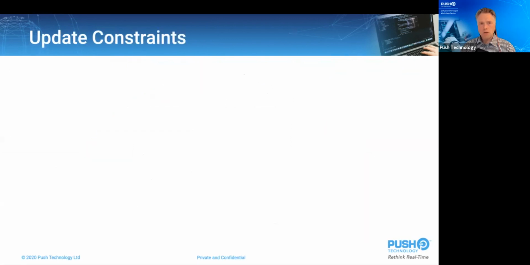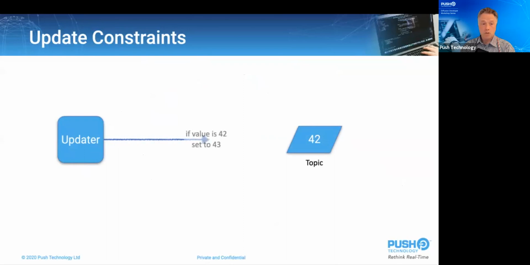Moving on to update constraints. Now, we use update constraints in combination with existing topic update APIs to constrain topic updates. Importantly, they are atomically constrained such that the topic constraint is evaluated and the update is performed as a single server-side action. For example, given this numeric topic, a topic updater can send an update to the server, which we can read as, if the value is 42, set it to 43. If the value is not 42, the update will fail, and you'll be notified of that failure.